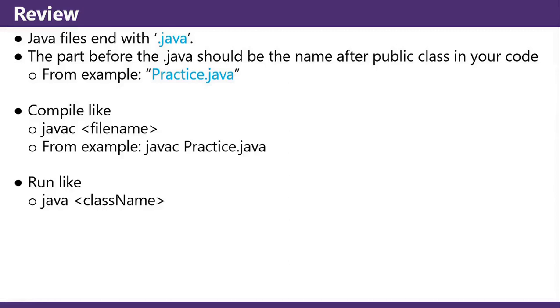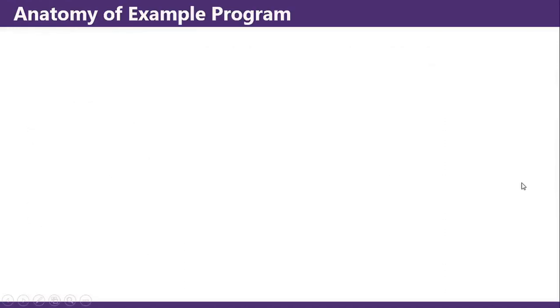Run like java class name. From the example code, you would run java Practice. This is important: when you're compiling, you do the .java, but when you run, you don't do the .java. Anatomy of the example program.